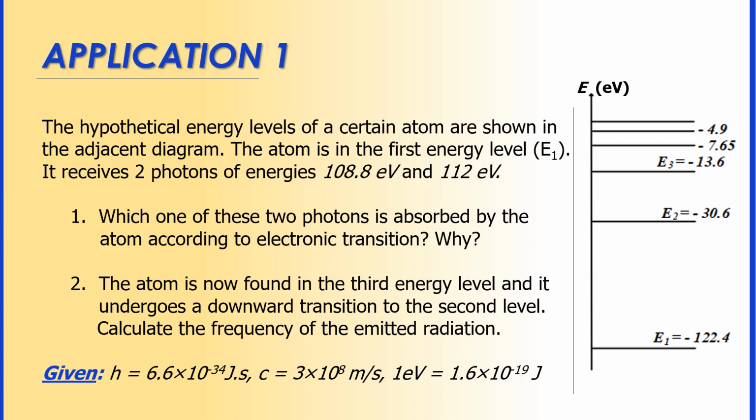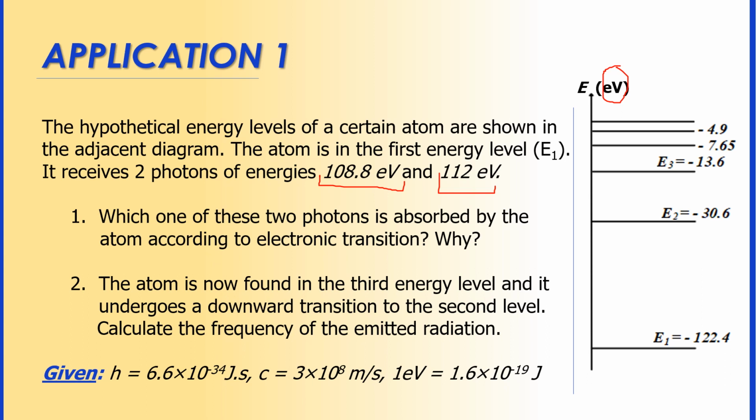So a hypothetical atom, or hypothetical energy levels of a certain atom, are shown. You notice that E1 is minus 122 electron volt, if you look at the scale used here. The second level is minus 30, the third level is minus 13. You can say the ground state, first excited, second excited, and so on. We shine on this atom two photons. The first has an energy of 108.8, the second 112. Definitely electron volts. Which one of these photons is absorbed by the atom according to electronic transition?